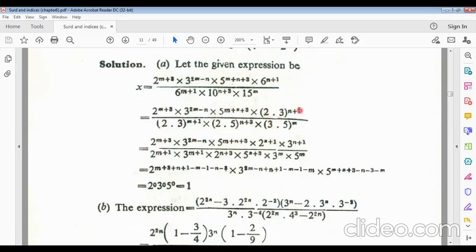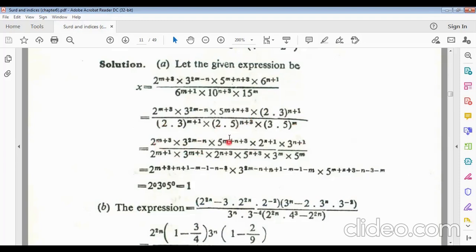We have to distribute this power. Okay, we have to distribute this power to 2 and 3. Now similarly we are distributing this power to 2 and 3 to the power m plus 1. Similarly 2 to the power n plus 3, 5 to the power n plus 3, and 3 to the power m, 5 to the power m.